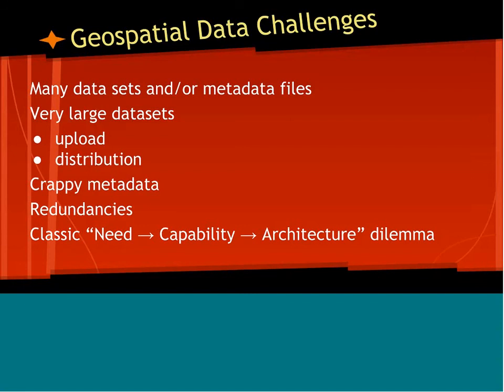There's also the question of metadata. That's a classic problem with everybody. Redundancies, where we have multiple copies of the same thing in a large repository. Sciencebase has close to 3 million items. You're bound to have potential redundancies in there.